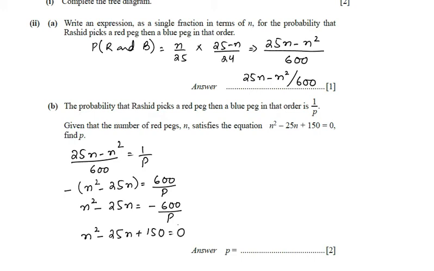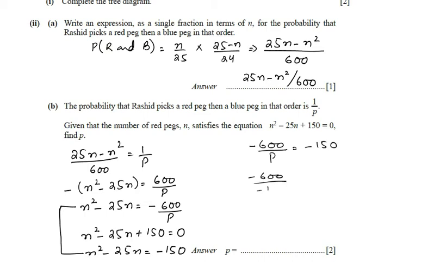Now if we shift this 150 to the right hand side, it will be n square minus 25n is equal to minus 150. Now if we compare these two equations, the left hand sides are the same, so we can keep the right hand sides equal. So it's minus 600 upon p is equal to minus 150. Now when we shift minus 150 to the left hand side and p to the right hand side and divide, the value of p is 4.